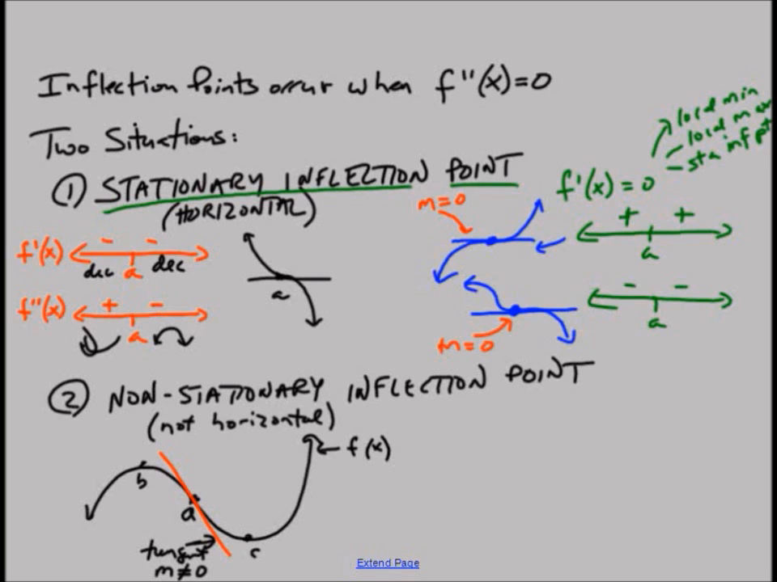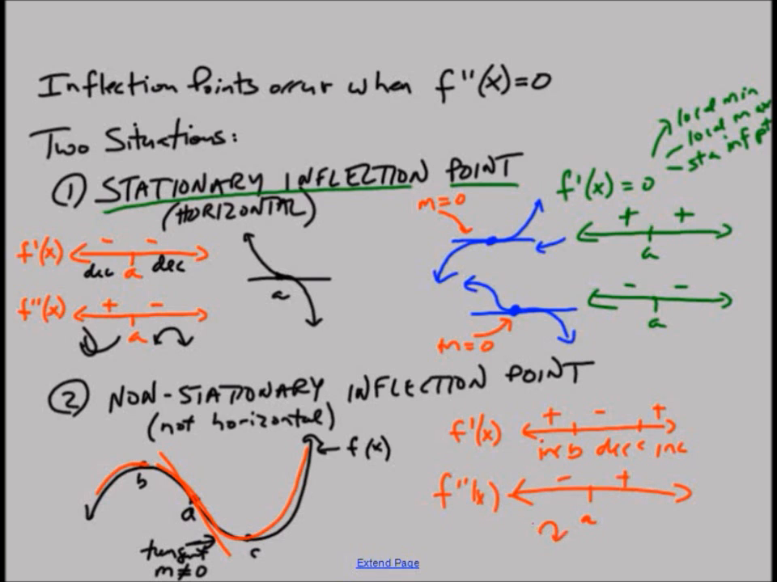We would have a derivative function sign diagram that looks like this. Here's our critical values for increasing, decreasing, increasing. So increasing, decreasing, increasing. And a second derivative sign diagram, negative, positive for concave down, concave up. And here it is, concave down, concave up.